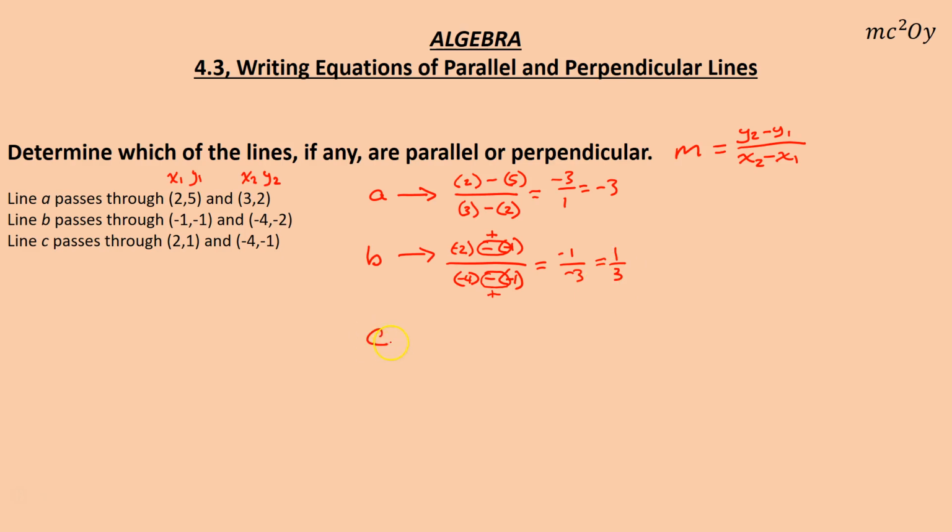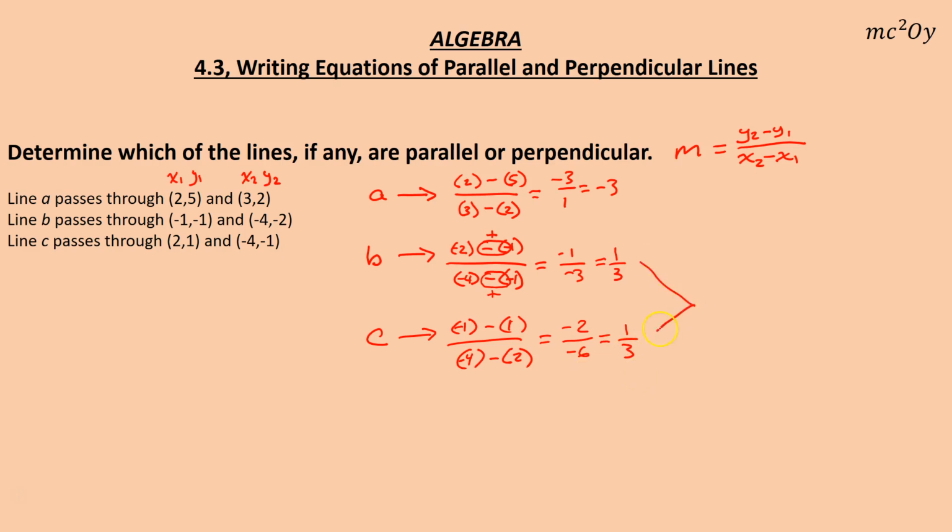All right, and then letter C, 4 spots again. Okay, -1, -4, and 1, 2. All right, so -1 minus 1 is -2. And -4 minus 2 is -6, which gives me 1/3. Negative divided by negative is 1/3.